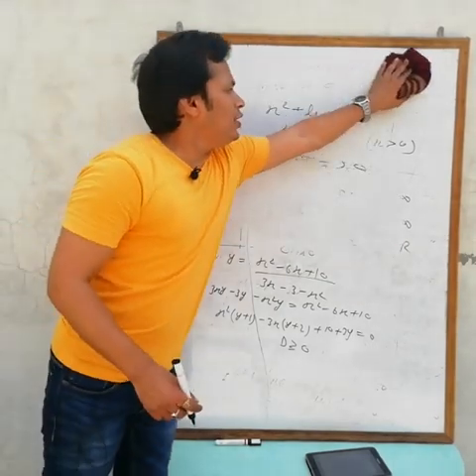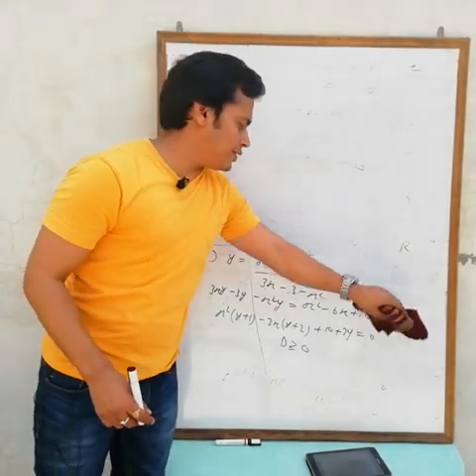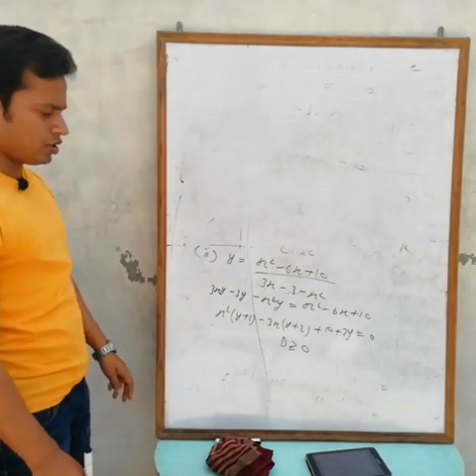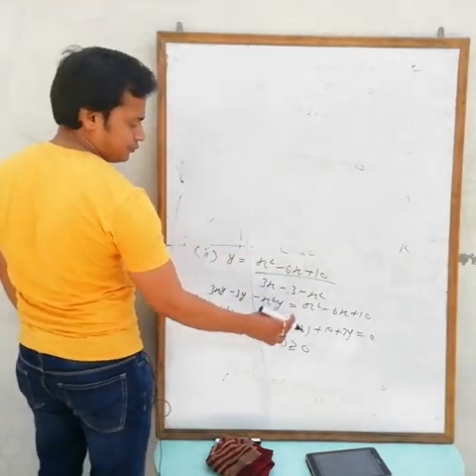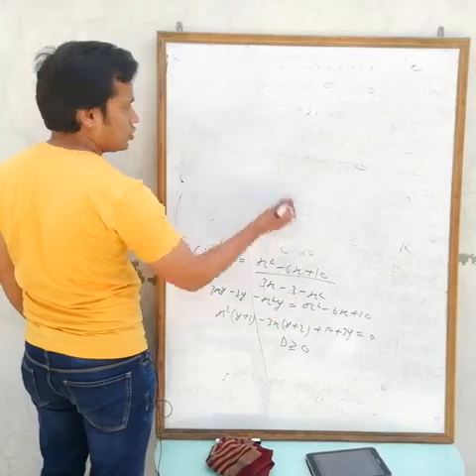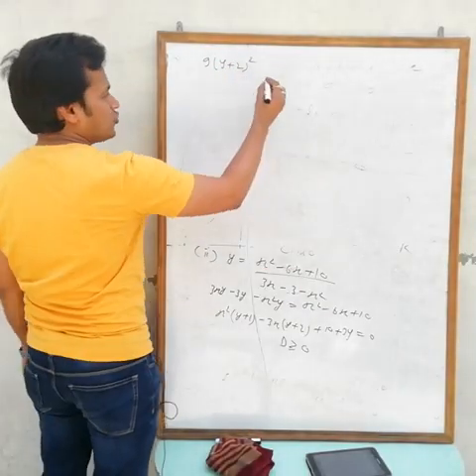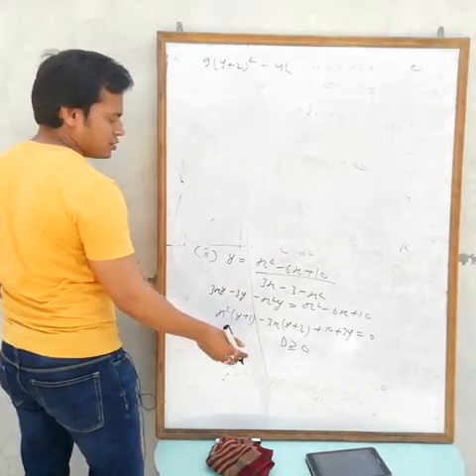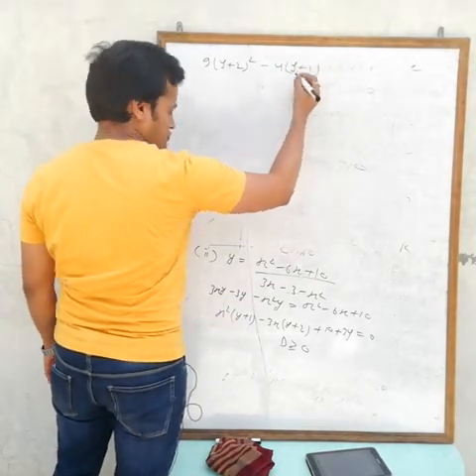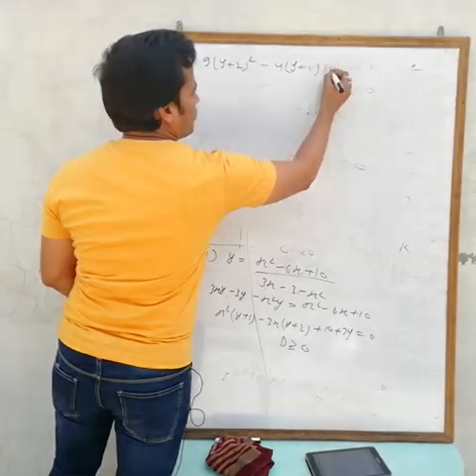So D greater than or equal to 0 means b square minus 4ac is greater than or equal to 0. So b square, the coefficient of x, is 9 times y plus 2 whole square, minus 4ac, where a is y plus 1 and c is 10 plus 3y.